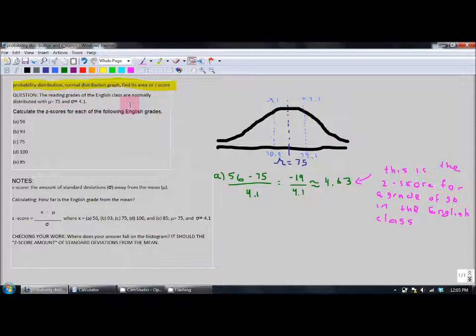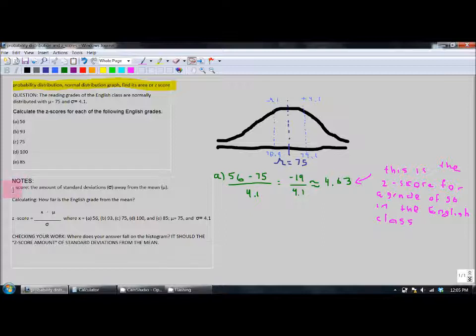the reading grades of the English class are normally distributed with a mean of 75 and the standard deviation of 4.1. And so pretty much the mean is represented by this symbol mu, and the standard deviation is represented by sigma. And a question you might have is something like, calculate the z-scores for each of the following grades. And so here are the grades. You have a grade of 56, a grade of 93, a grade of 75. Somebody scores 100, they get them all right. A grade of 85.